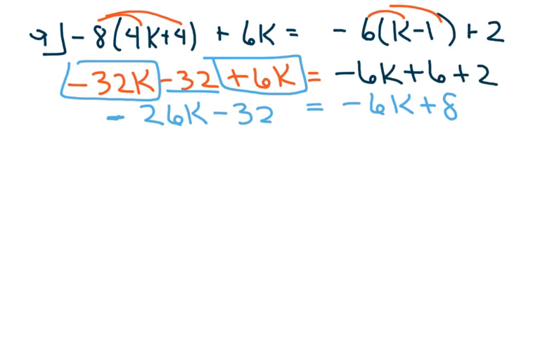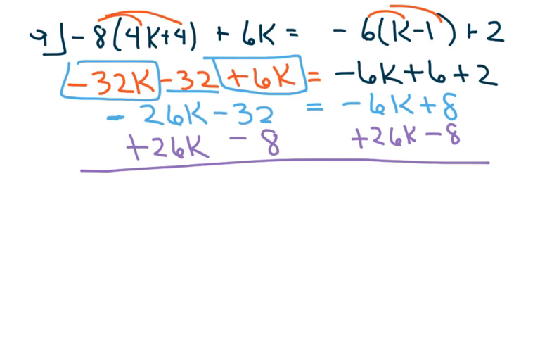And now I'm going to start doing multitask. So this is what I'm going to do on the next video. I'm going to do 2 steps at once. I'm going to add 26k to both sides. And I'm going to subtract 8. So I'm saving a little time by doing that.